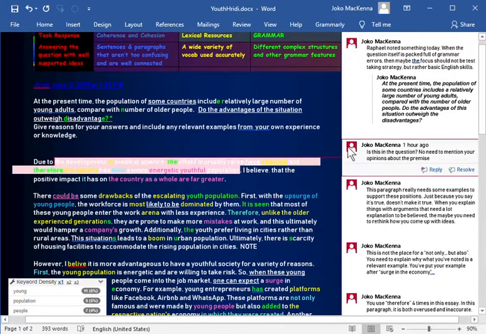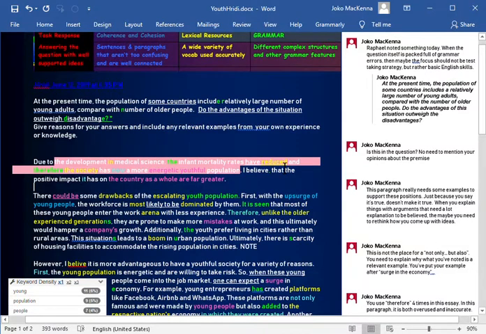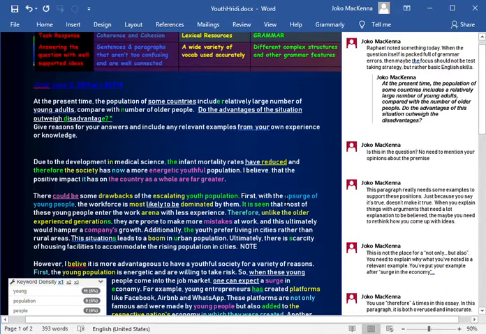The infant mortality rates. Rates, plural. Speaking, we don't need the because we don't know what rates we're talking about. Have reduced? Well, no. Not reduced. Have been reduced. The medical science has reduced the rates. And therefore, the society. What society? Remember, the needs to refer to something specific. Has now, how about now has, a more energetic, youthful population than before.